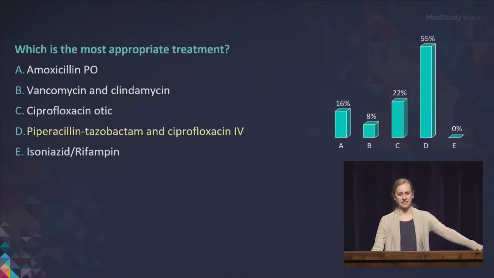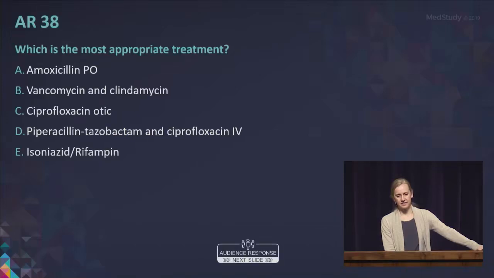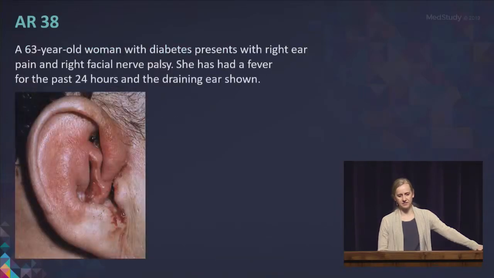Good. So piperacillin tazobactam and ciprofloxacin IV. There's a couple hints in here that this is a really sick patient. First of all, she has diabetes, and then she has right facial nerve palsy. So remember that the 7th facial nerve goes right through the ear canal and then comes out. This is why people with Ramsay Hunt syndrome get the vesicles inside their ear and can have hearing loss and also have a facial nerve paralysis, right, when they get zoster of that nerve.